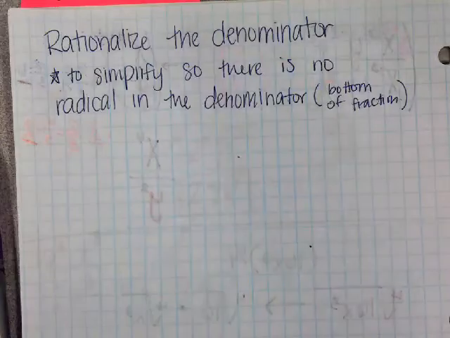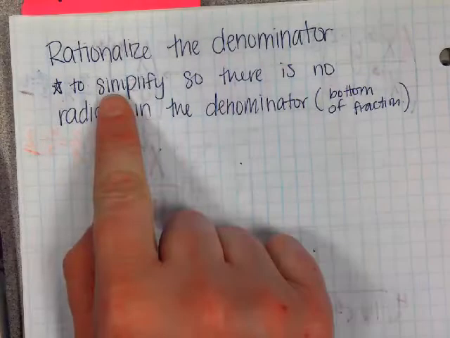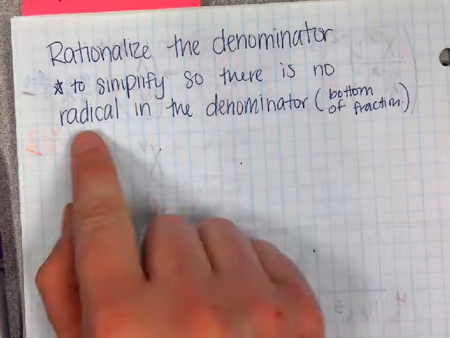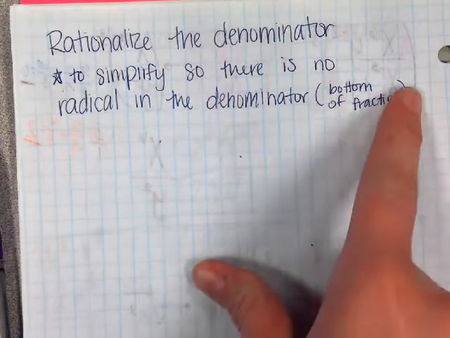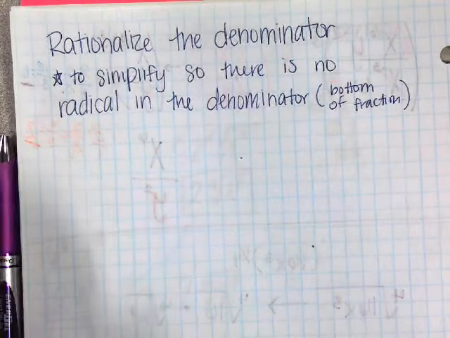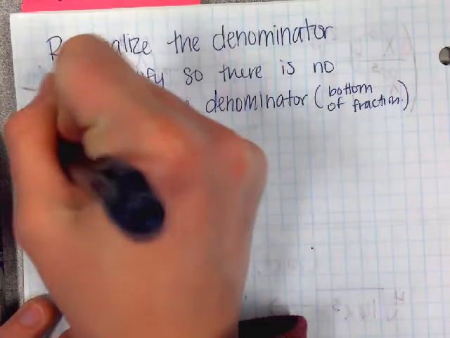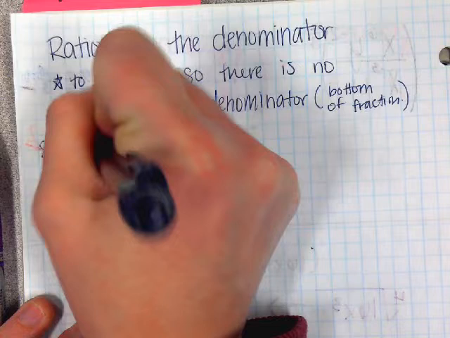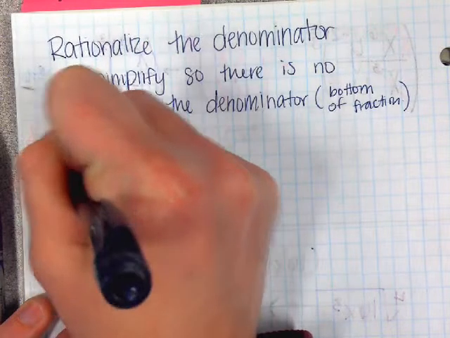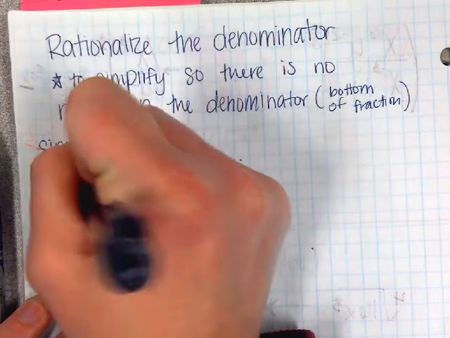Rationalize the denominator. What that means is to simplify so there is no radical in the denominator, or on the bottom of the fraction. So if I gave you this problem and I said simplify the square root of 4 over 5.